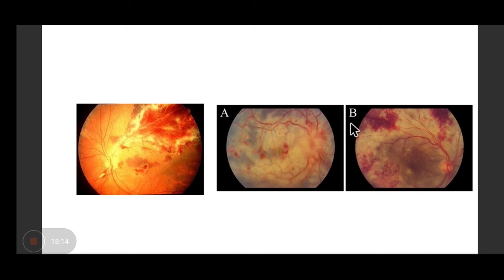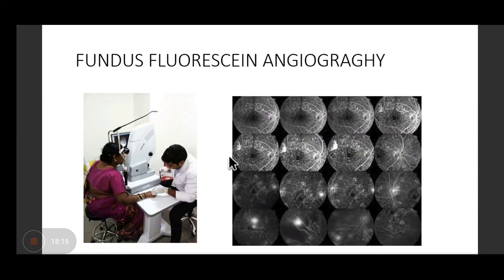So fundus fluorescein angiography: here you can see one patient is sitting at the fundus camera and the fluorescein angiography camera, and we inject a dye, and we wait for some seconds, and then the dye goes from the retinal circulation to your fundus, and then you have serial pictures. Any inflammation, any leak in the vessels is seen by the subsequent photographs that you click on these patients.